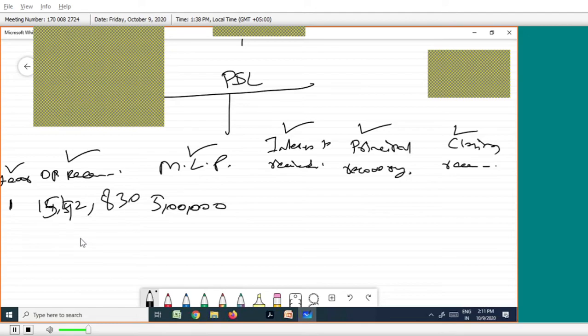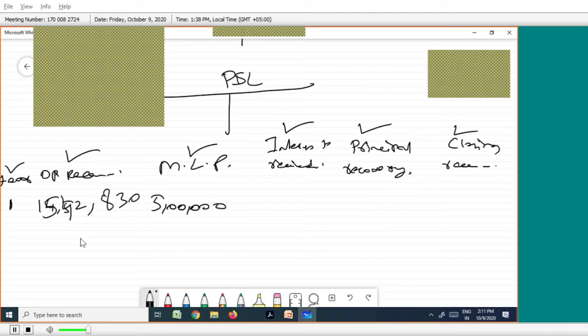Then what about the closing balance? How do I arrive at the closing balance? Opening receivables minus principal recovery equals closing balance. How much is it? 6,08,862. That is my closing balance, and that will be the opening balance also. 6,08,862 is the opening balance for the 4th year.